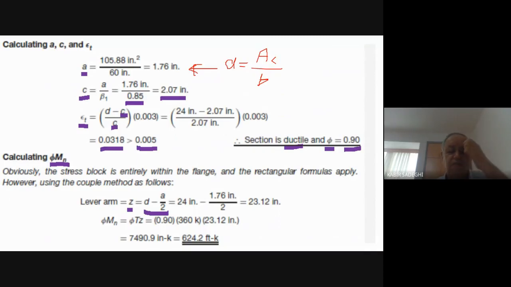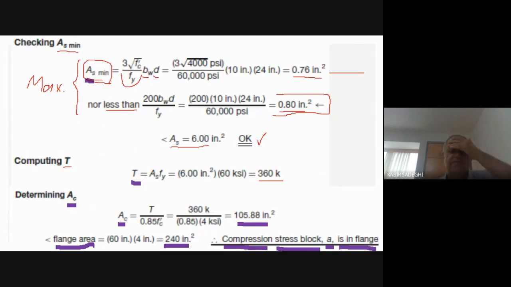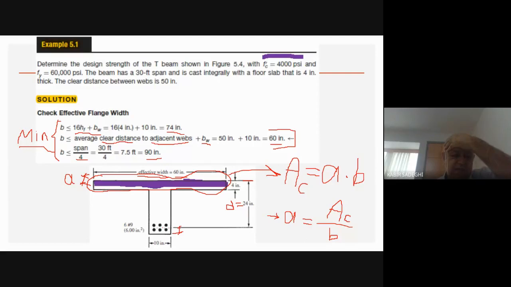I want to see the section. Let me go to the next slide, this slide. Yes, if I go here, let me write with one color. If the C is at the center of the compression zone, this is C, and T is at the center of the steel, the lever arm, the distance between C and T, this is Z. And Z is, you know, D minus A over 2.